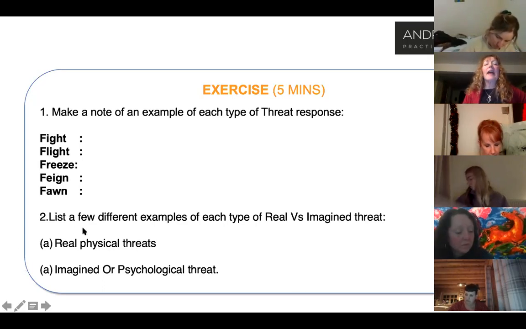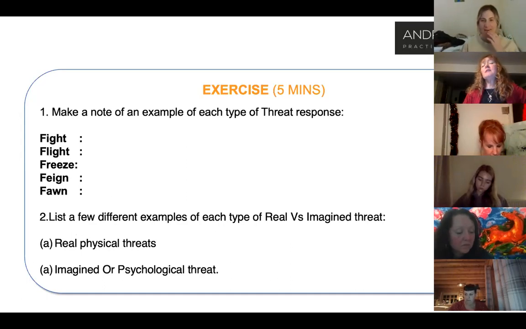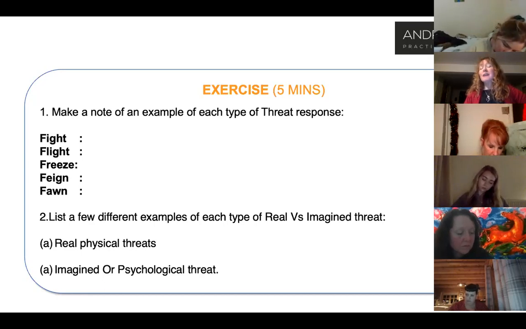Okay, and after you've done that, if you can just make a note again of any real physical threats that you can think of, either modern or something that we wouldn't necessarily come across so much now. And what would be either an imagined, psychological threat, perhaps one or two if you can, just make a note of those.